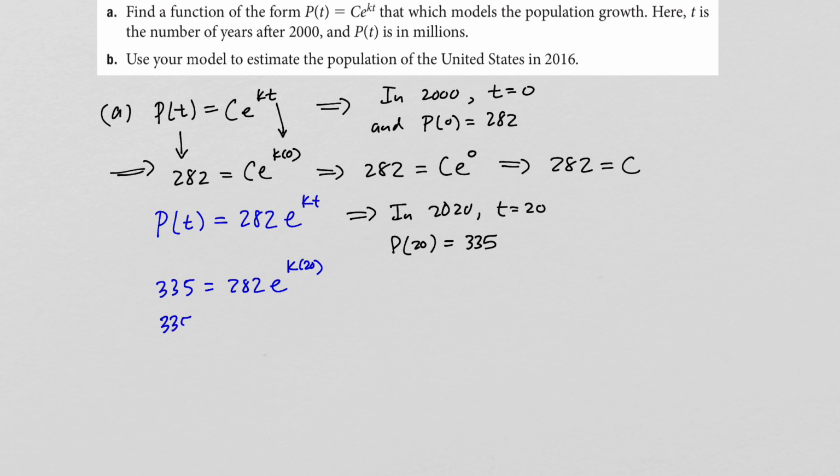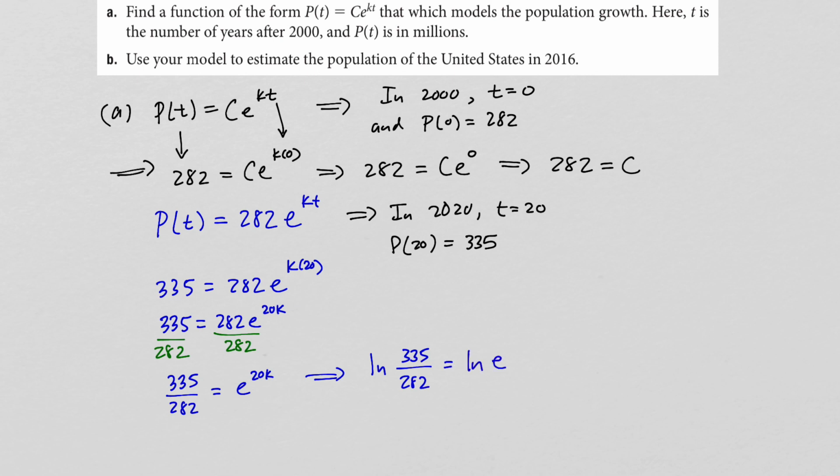And this means 335 is equal to 282 e to the 20k. And now to solve for k, what I'm going to do is divide both sides by 282. And that gives us 335 over 282 is equal to e to the 20k. Now from here, I'm going to take the natural log of both sides. So we get the natural log of 335 over 282 is equal to the natural log of e to the 20k. And we know that the natural log and the e here cancel out. And this, of course, gives us the natural log of 335 over 282 is equal to 20k.